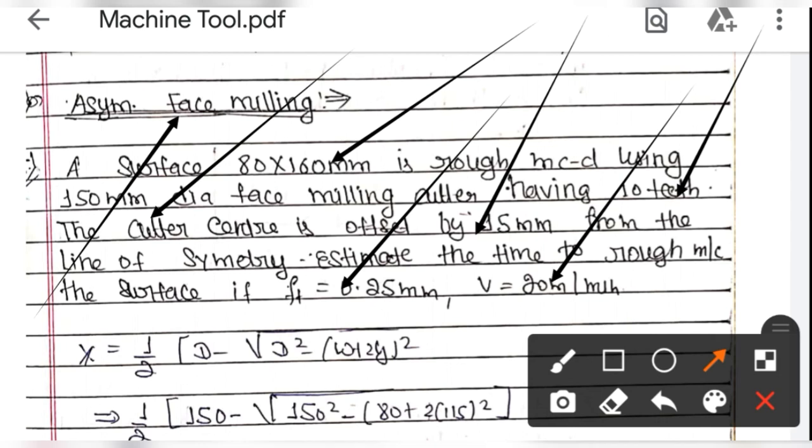Remember that when you read this question, N is not given, so through this we need to find N. The question is clear that this is related to asymmetric face milling.